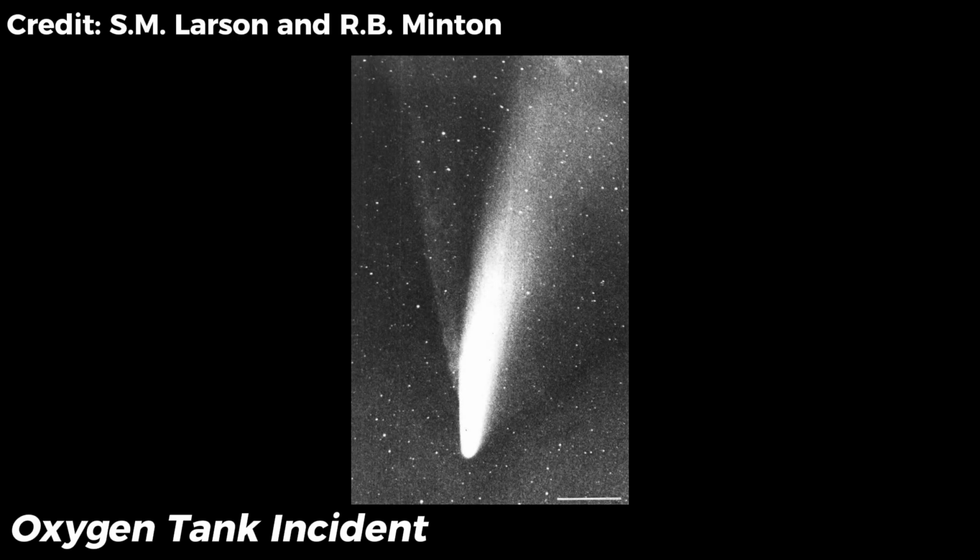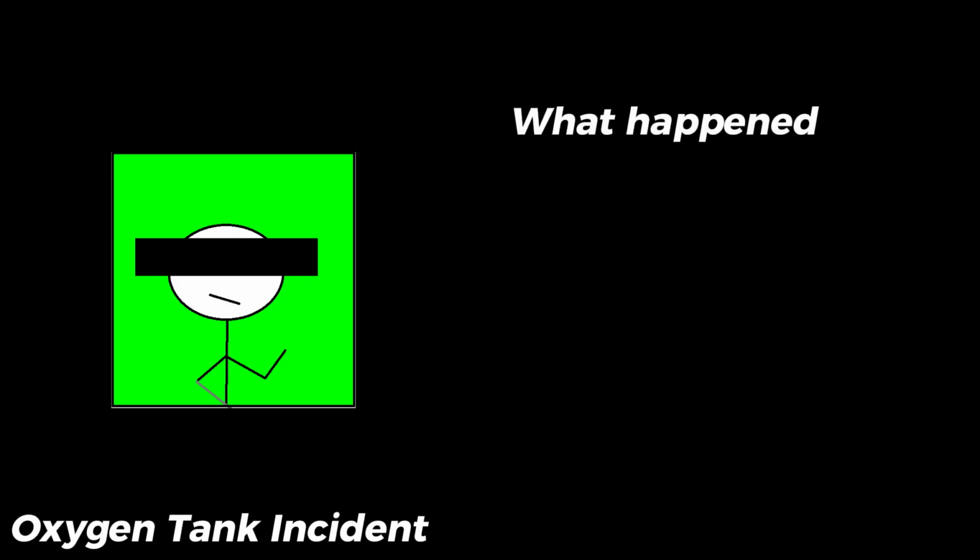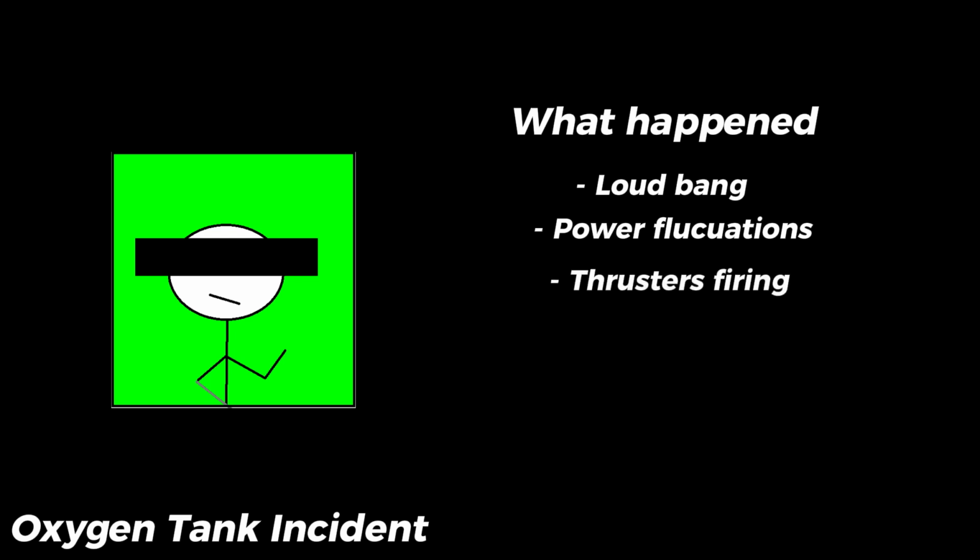photographing Comet Bennett. 95 seconds after Swigert activated the switches, a loud bang occurred, causing power fluctuations and triggering thrusters firing. Communication with Earth was lost for 1.8 seconds, but was quickly restored by switching the antenna mode. At 55 hours, 54 minutes, and 53 seconds into the mission, Swigert reported to Houston.